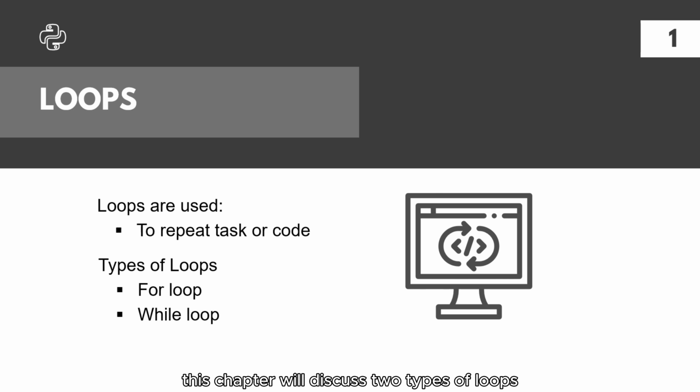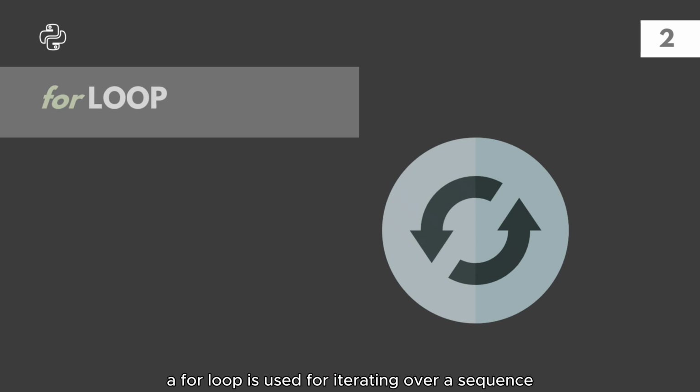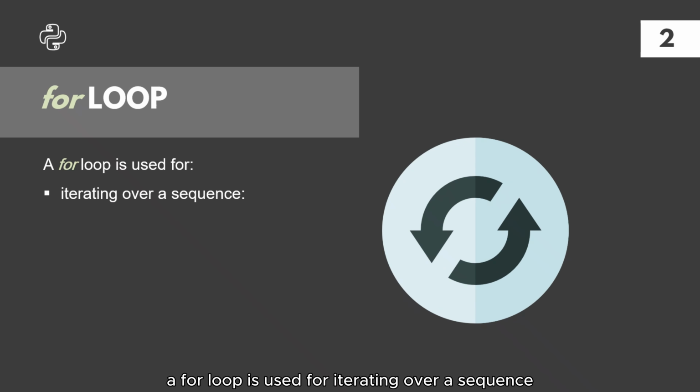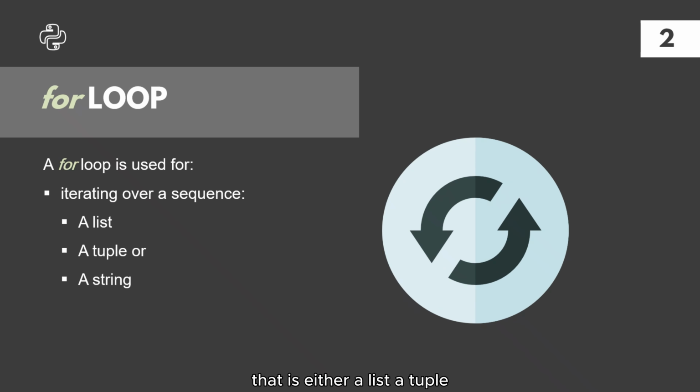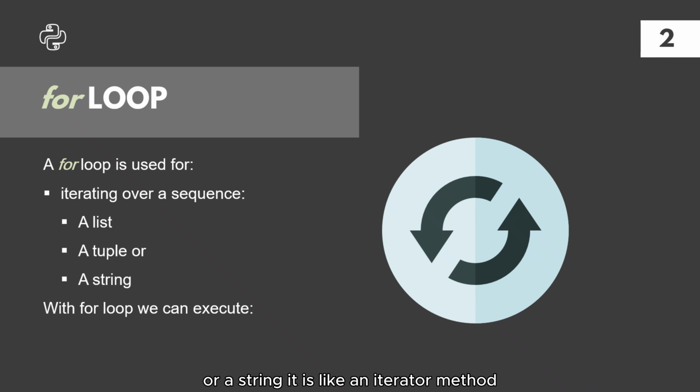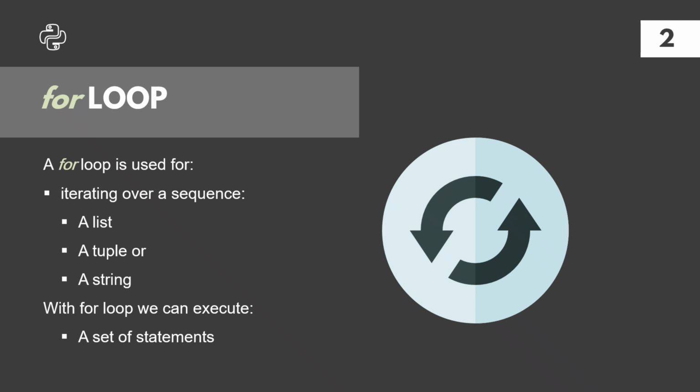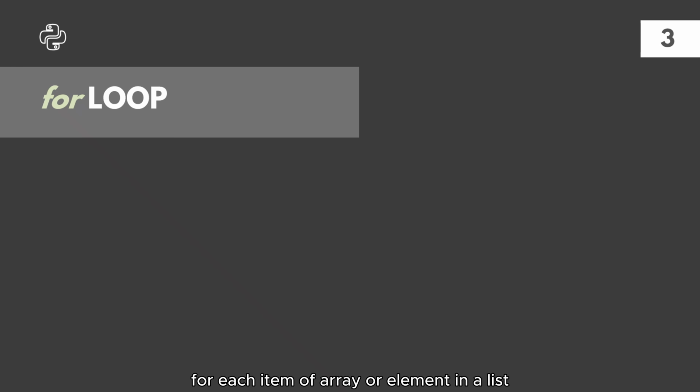This chapter will discuss two types of loops, for and while. A for loop is used for iterating over a sequence that is either a list, a tuple, or a string. It is like an iterator method or technique used in other programming languages as well. With a for loop, we can execute a set of statements once for each item of an array or element in a list, tuple or string, etc.